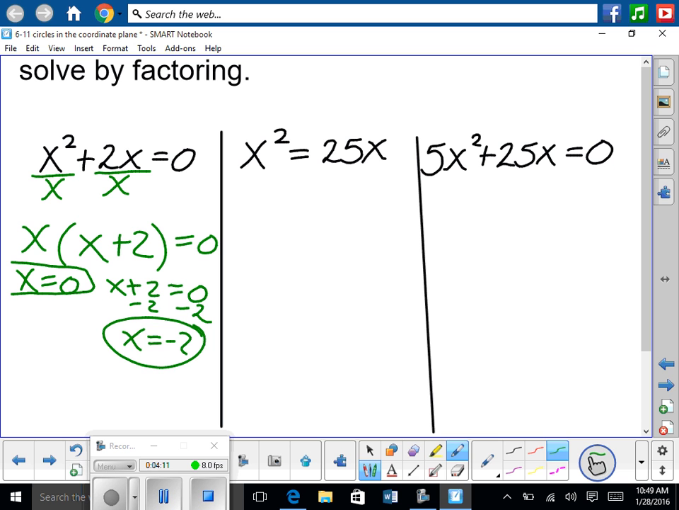Think. If you needed to, that's the same thing as x plus 0. So x plus 0 is equal to 0, so x is equal to 0. Okay. So do you see how it's still a linear factor?